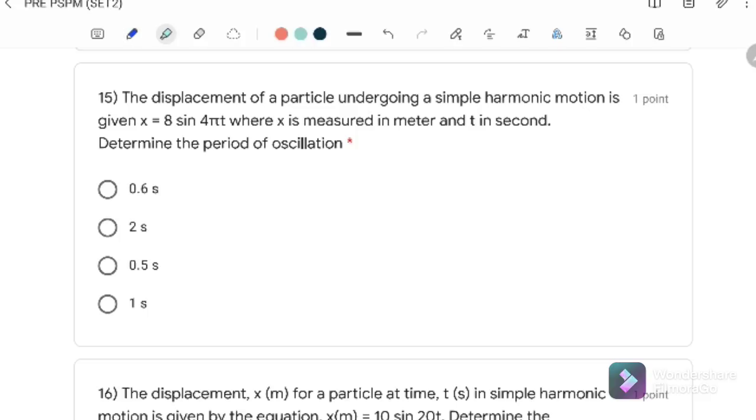So the displacement of a particle undergoing simple harmonic motion is given by the equation x equals 8 sine 4 pi t, where x is in meters and t is in seconds. So we want to find the period of oscillation.